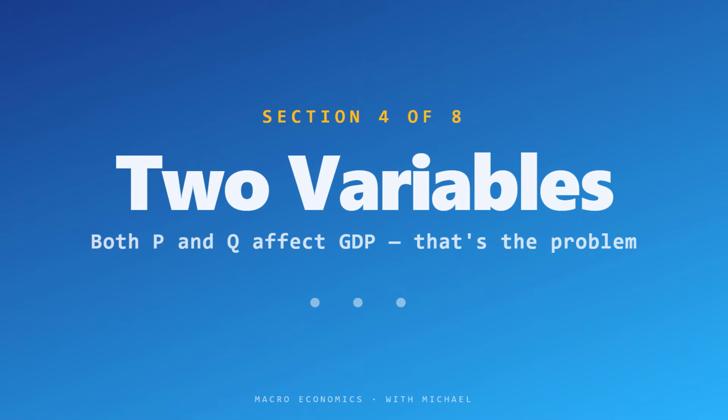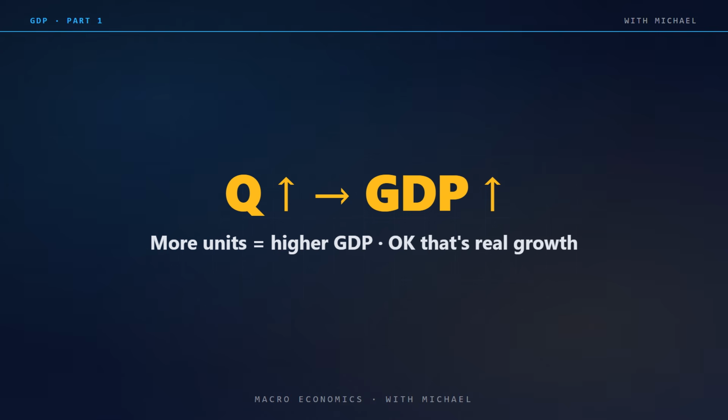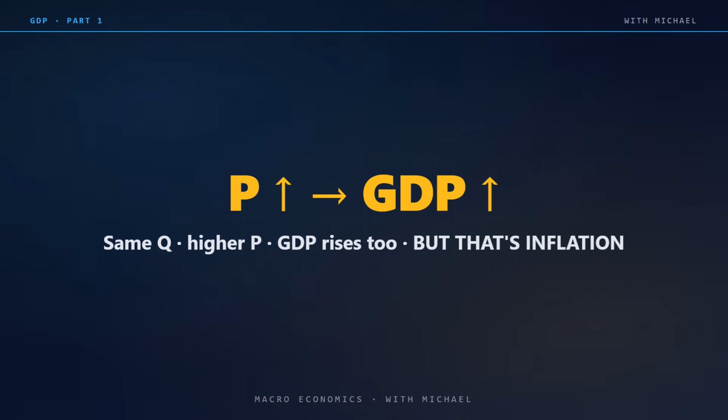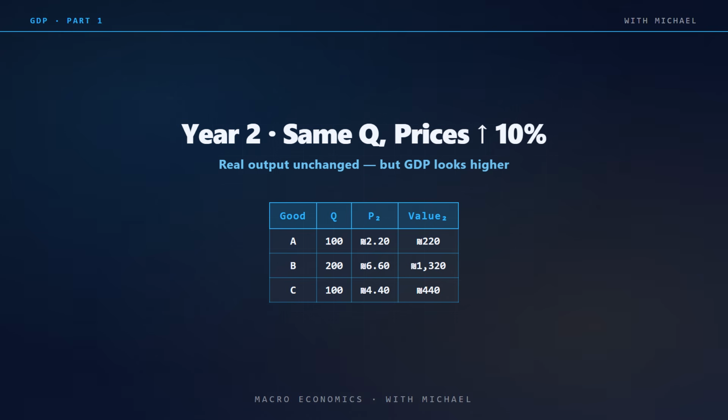If quantity rises, GDP rises. If price rises, GDP rises. This sounds harmless, but it conceals a deep problem. Imagine that next year, our small economy produces exactly the same physical output, 100 units of A, 200 units of B, 100 units of C. But suppose all prices rose by 10%. Good A is now priced at 2.2 shekels. Good B at 6.6. Good C at 4.4. The new GDP is 1,980 shekels, higher than last year. But no more was actually produced. The increase in GDP came entirely from price inflation.